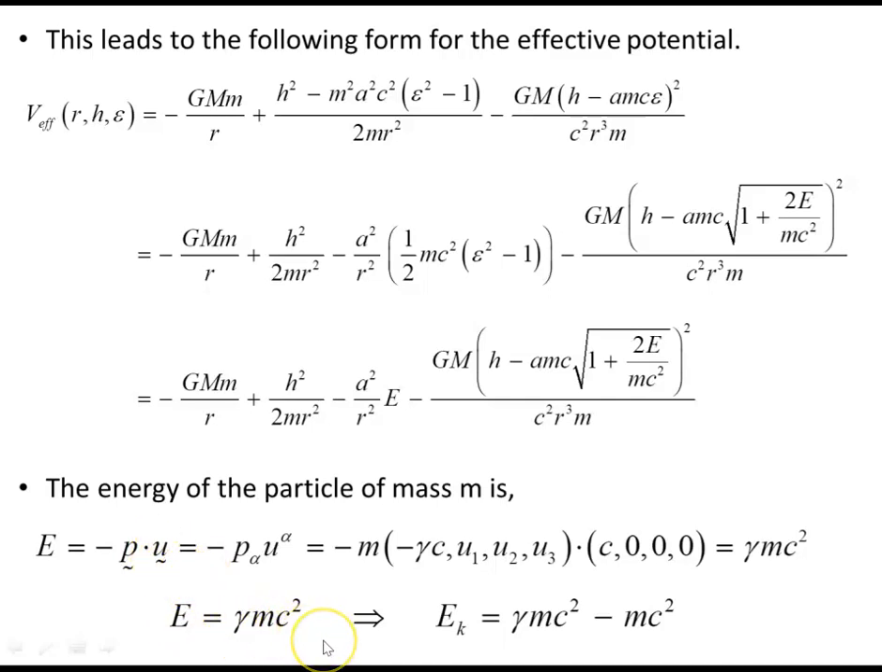mc squared, and that implies that the kinetic energy then is, this is the total energy, so we subtract from it the energy at rest, and we get the kinetic energy, the difference between these two. So gamma mc squared is the energy of the particle in motion as measured by the stationary observer, but the kinetic part of that is gamma mc squared minus mc squared, where mc squared is the energy in the rest frame.